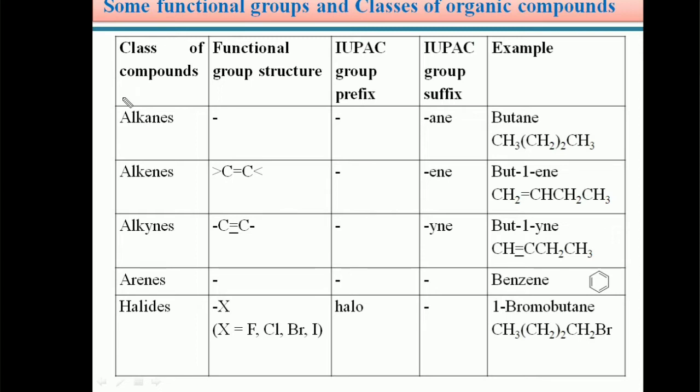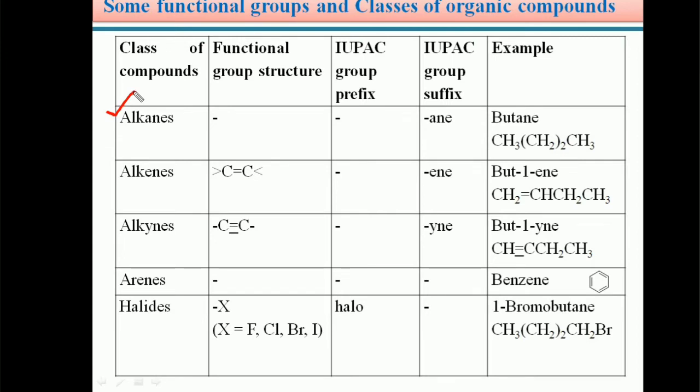So here in the first column is the class of the compounds, the second column shows the functional group structure, and the third column shows the IUPAC nomenclature prefix. In the fourth column we explain the suffix according to IUPAC nomenclature, and there is an example for the corresponding functional group. The first class of compounds is alkanes.